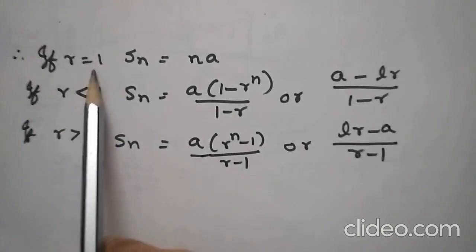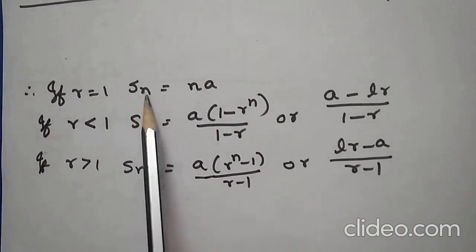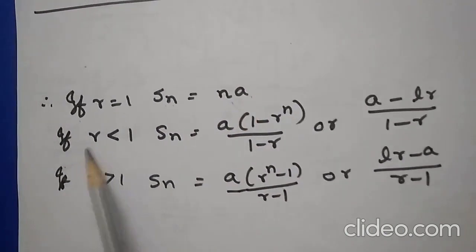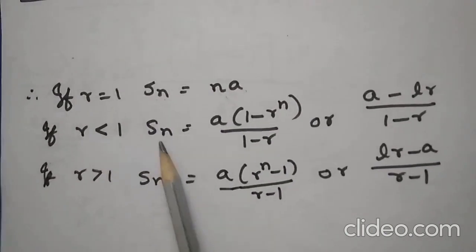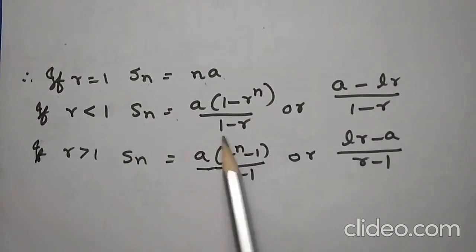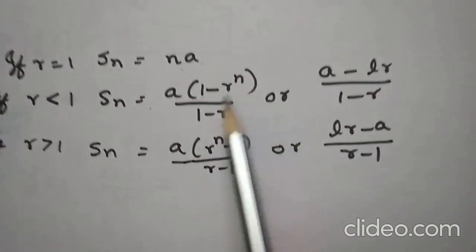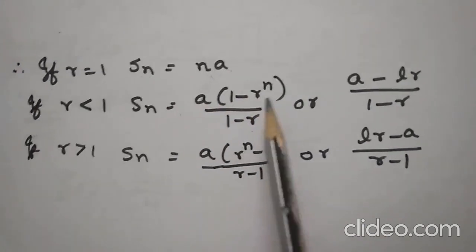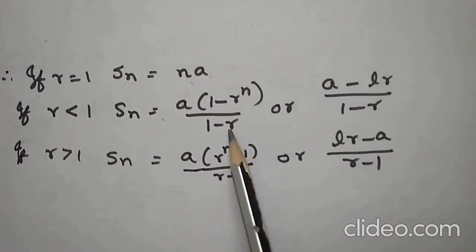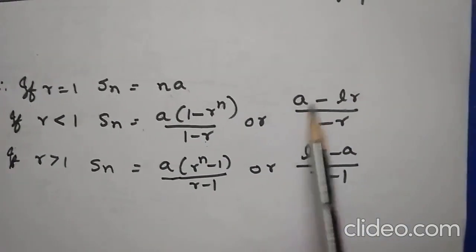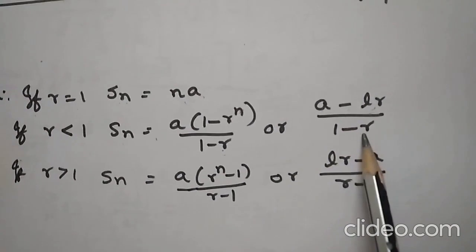Finally, if r is equal to 1, the sum of n terms is equal to na. This is the first formula. Second one, if r is less than 1, Sn is equal to a into 1 minus r power n by 1 minus r. If you know the first term a, the common ratio and n, you can apply the formula. If you know the last term, the formula is a minus lr by 1 minus r.